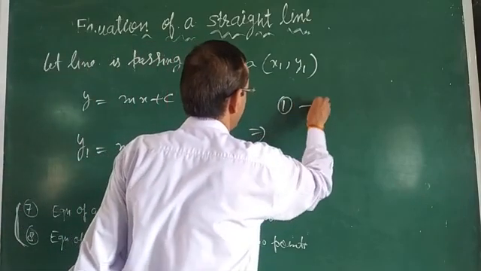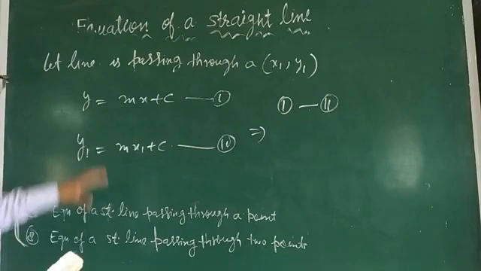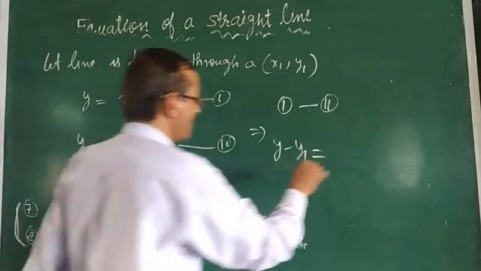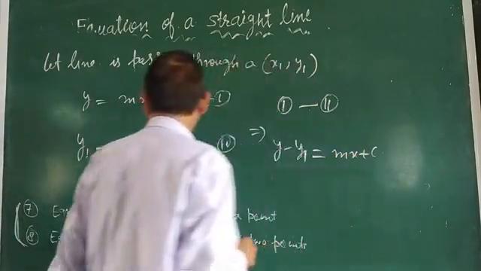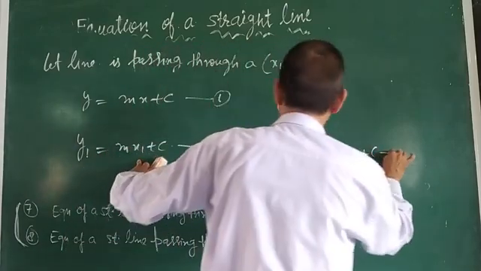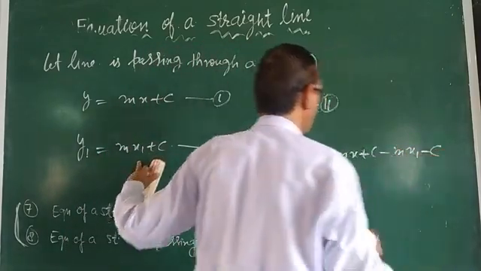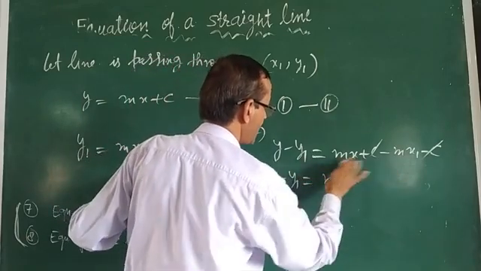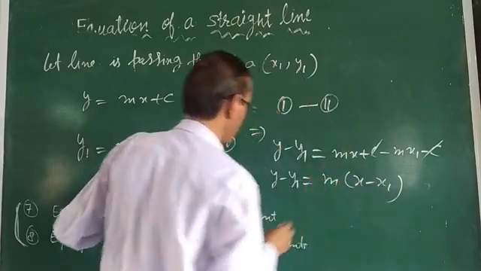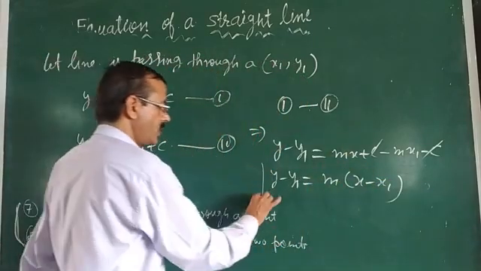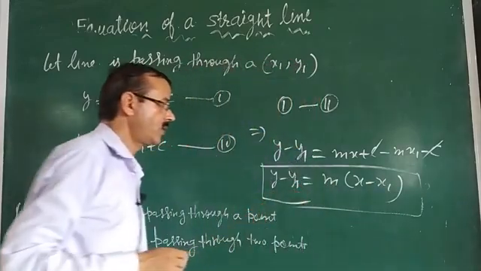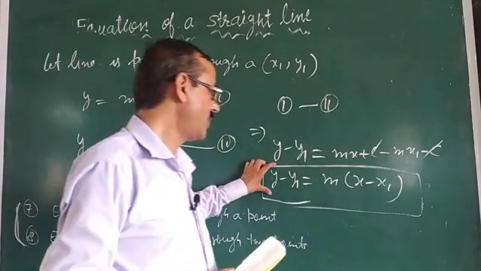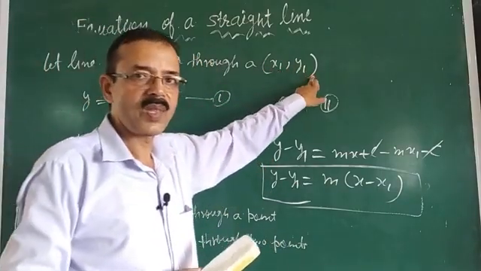Second from the first. We can write first minus second. If you subtract, what will be y minus y1? y minus y1 is equal to mx plus c minus mx1 minus c. c will be cancelled. So y minus y1 is equal to m, common, times x minus x1. So we found a new equation, y minus y1 is equal to m(x minus x1). This is the equation of a line which is passing through a given point x1, y1.